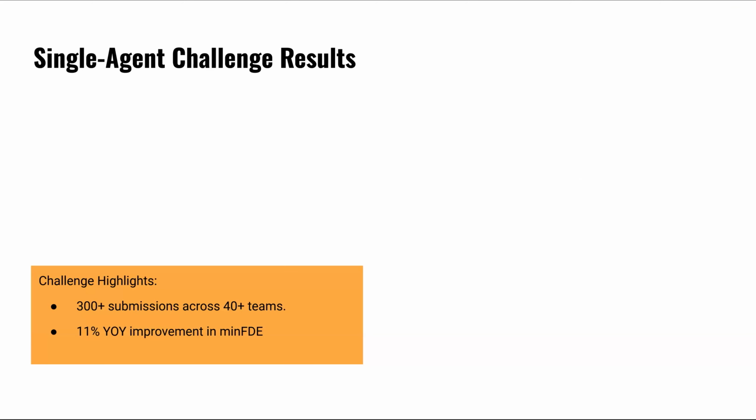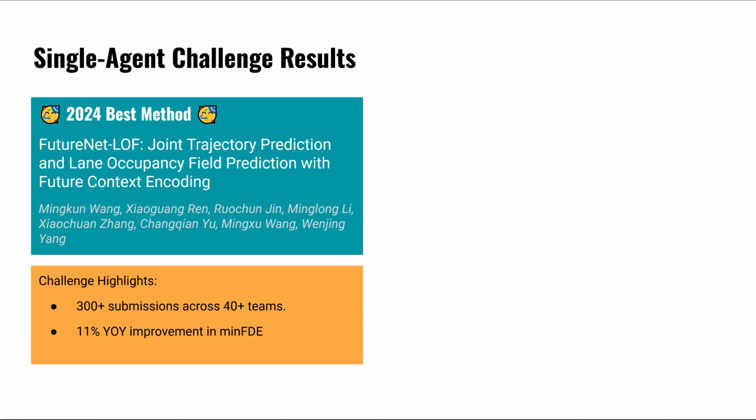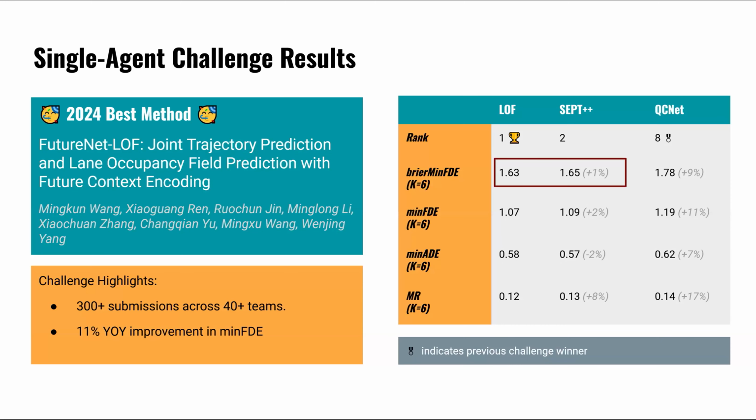Now, moving on to the single agent challenge results, we've had 300 submissions across 40 teams in this similarly tight time span. And interestingly, people were able to improve by 11% year over year in minFDE. So the best method here from 2024 is FutureNet LOF, joint trajectory prediction and lane occupancy field prediction with future context encoding. And again, we had a very tight competition here between the first and second place winners. I just want to highlight Sept++ was trailing just by 1%. So this was a really tight race towards the end.